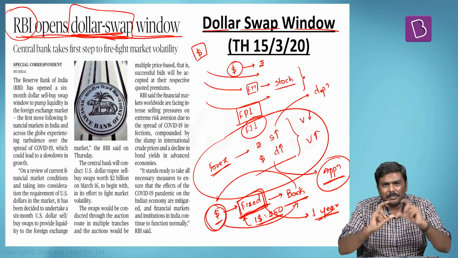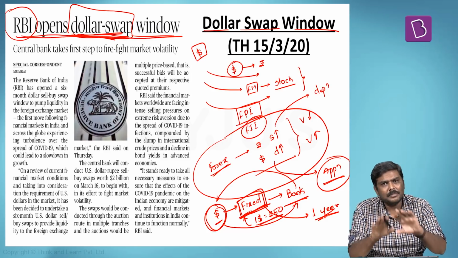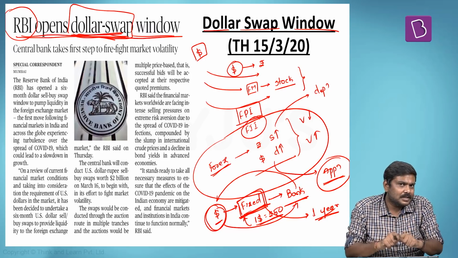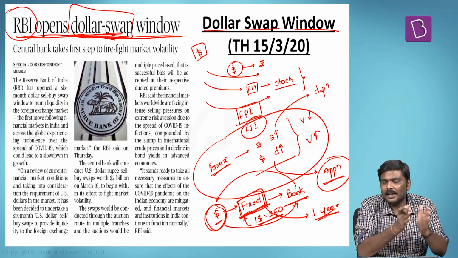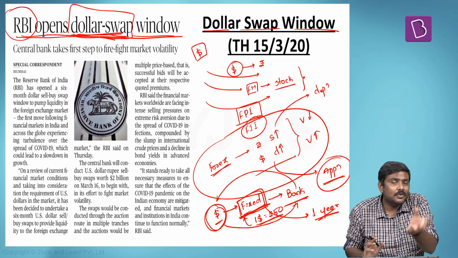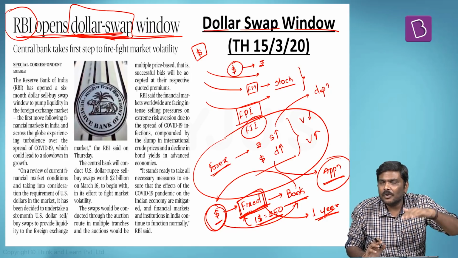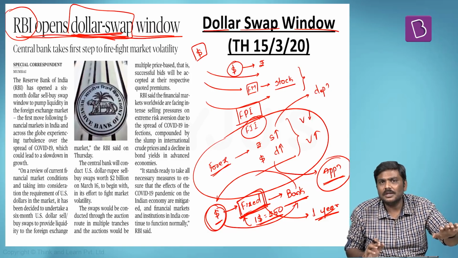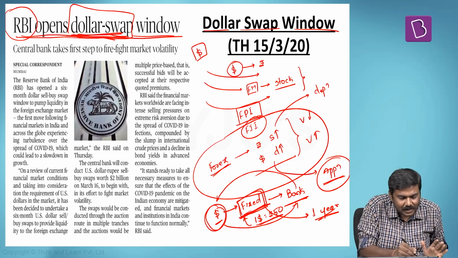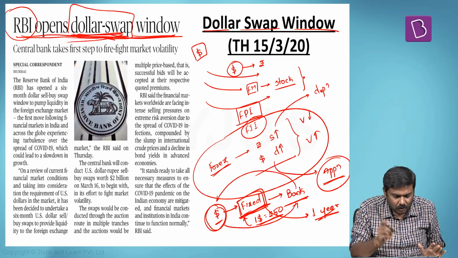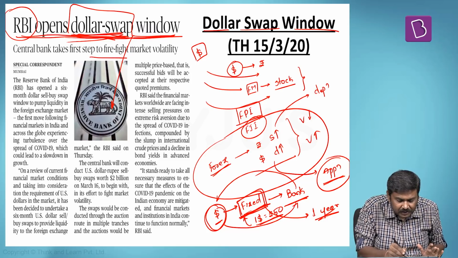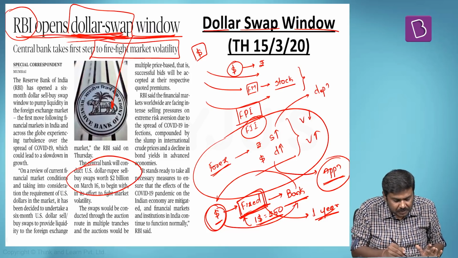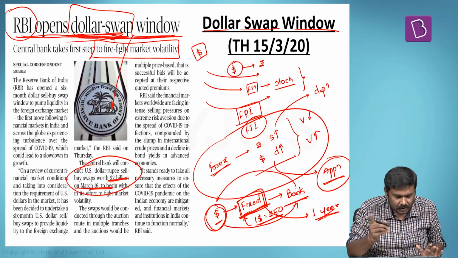Again, there's a concept of a premium here. You don't have to worry about how the premium is calculated. But more importantly, the point that you need to understand is this. Dollar outflow has increased. There is a scarcity of dollars in the domestic market. Supply of dollars is lesser. RBI is trying to pump dollars into the system by conducting a dollar swap window, wherein it is trying to fight the market volatility by pumping swaps worth $2 billion into the system.